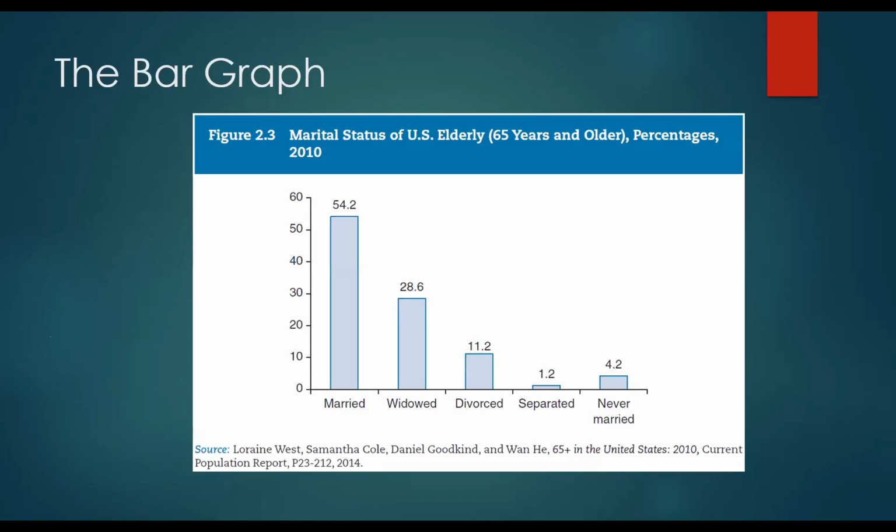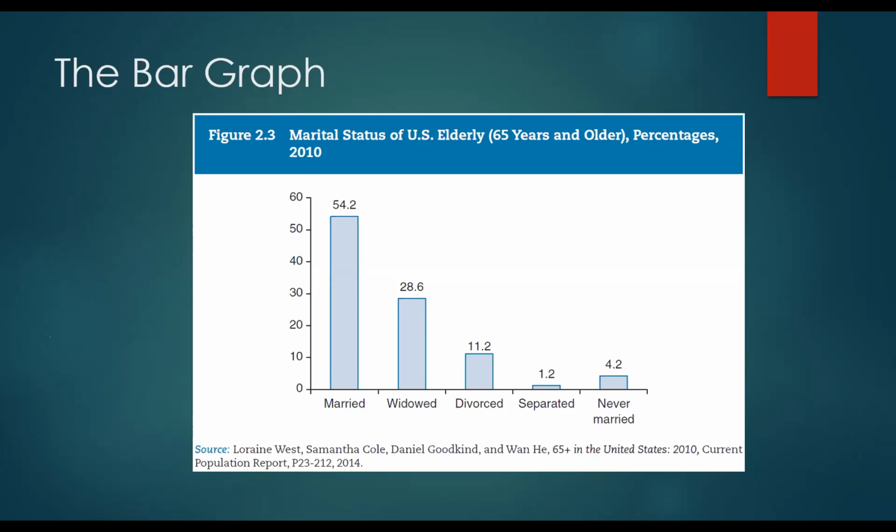So this is the marital status specifically of US elderly. You can see 54% are married, 28.6 are widowed, 11.2 are divorced, 1.2 are separated, and 4.2% never married. So this is how your data in a bar graph can show this information.